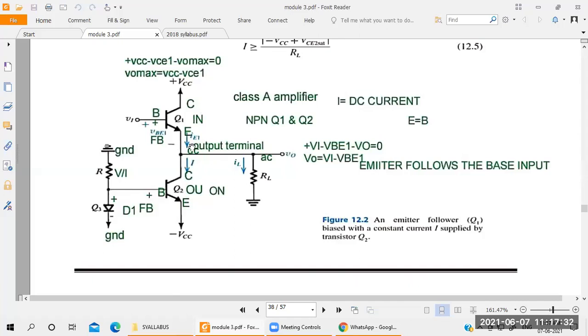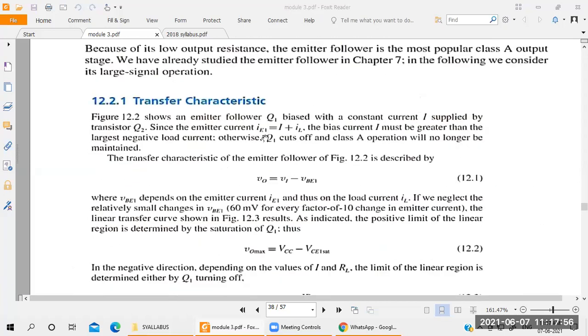Here you can write the equation: I1 is equal to I plus IL, right, at this point. The output of the first transistor, meaning the emitter current, should be a combination of the Q2 current and the load resistance current here. That's why it is written I1 is equal to I plus IL. Understood?